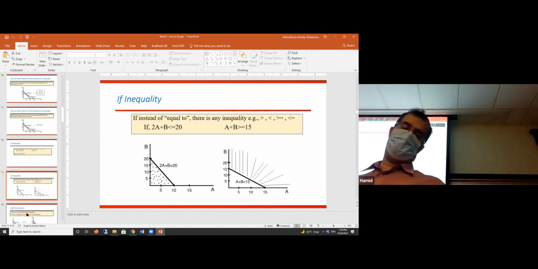Okay, let's plot it. For 2 times A plus B less than or equal to 20, look at the left figure. When you say less than or equal to something, we are referring to an area, right? The feasible area, or the area that works, do you think it's on the left side of the line or on the right side of the line?